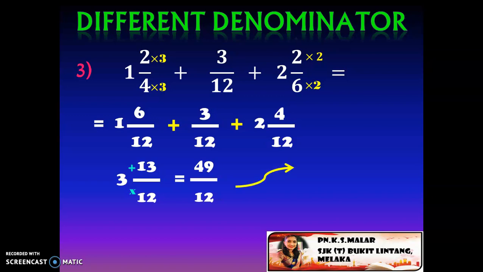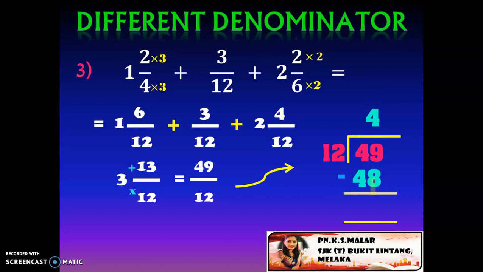Here we go. 4 times 12 is equal to 48. So the remainder is 1. Again, the quotient will be the whole number. Next, the numerator is 1 and the denominator will be 12. The answer is 4 and 1 over 12. Do you understand now, students?